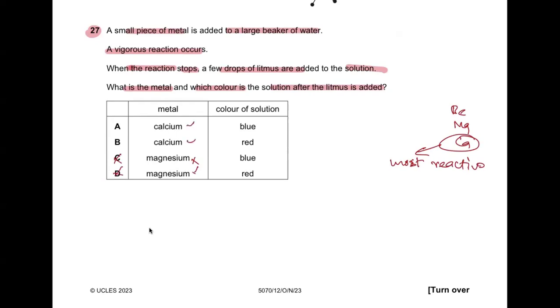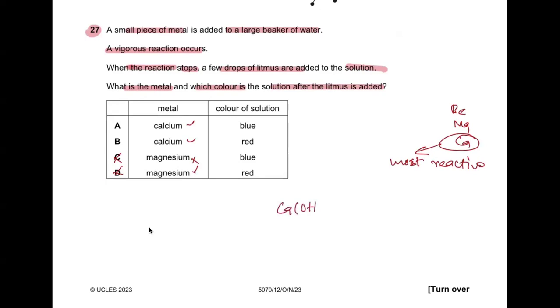When the reaction occurs, we get calcium hydroxide, and calcium hydroxide is an alkali or base. So the color of the solution goes blue. So B goes wrong, and we are left with only option A. So A is the correct answer.